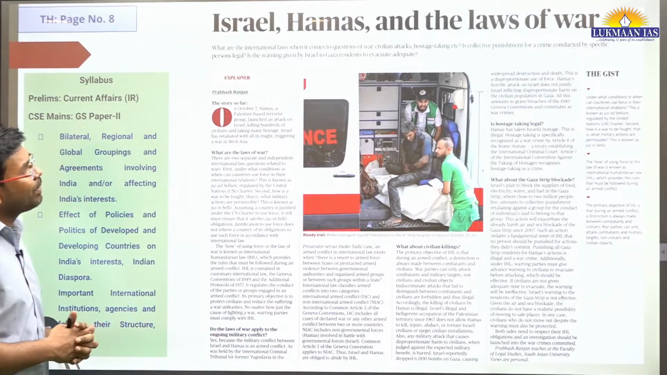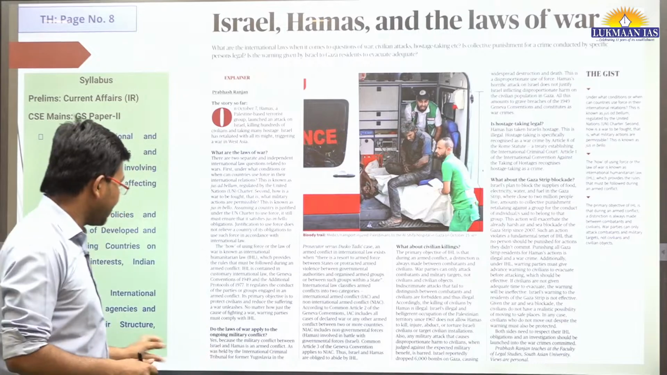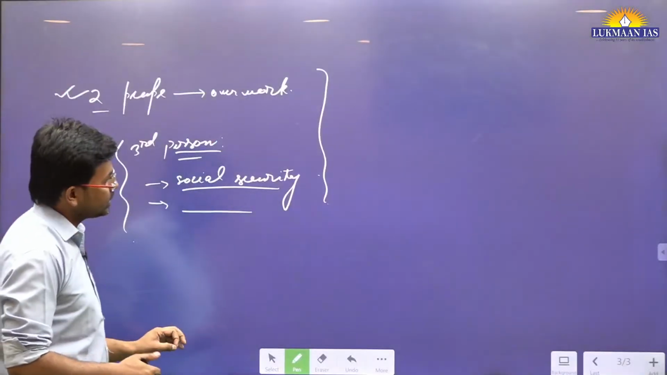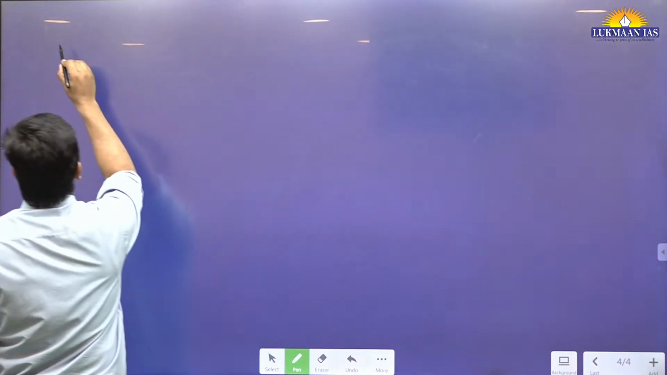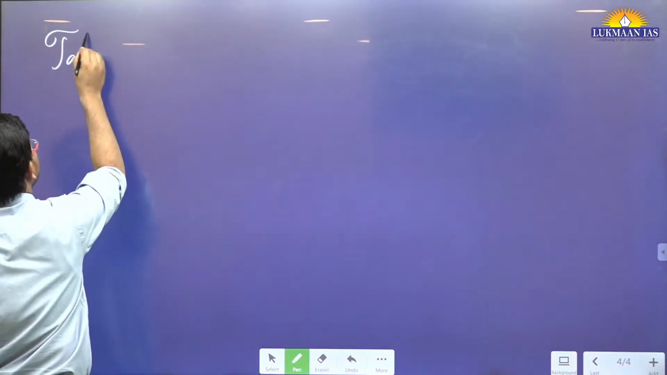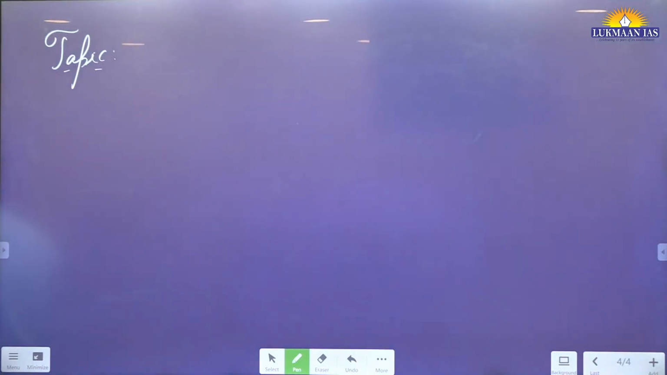So now we have another topic. It says Israel-Hamas and the laws of war. This is a very, very important article. Through this article, we are going to understand some concepts of international law. We are going to discuss many concepts of international law through this topic. Name of the topic is Israel, Hamas and the laws of war.